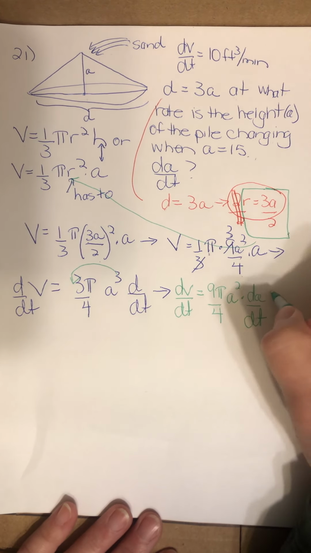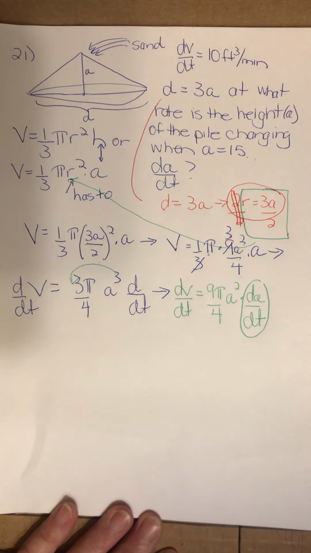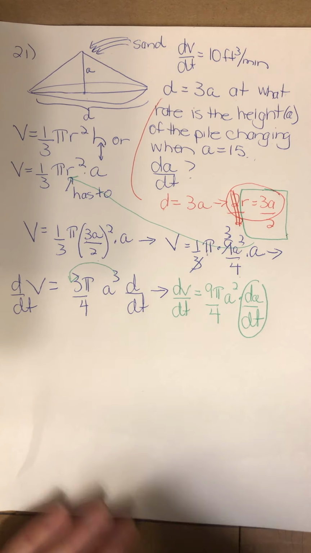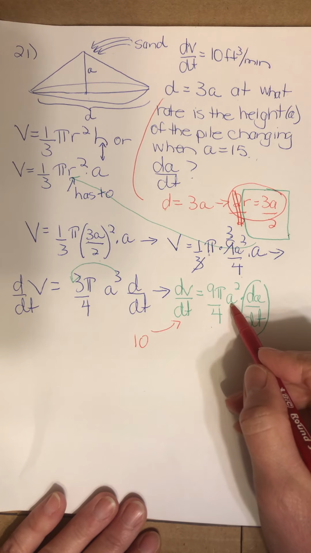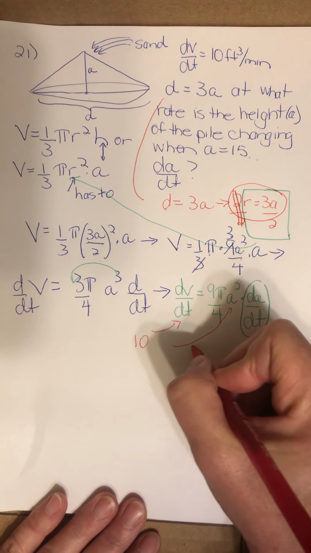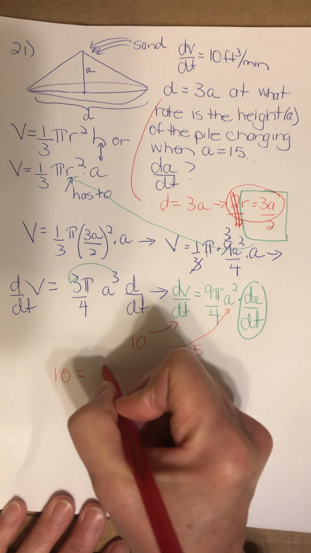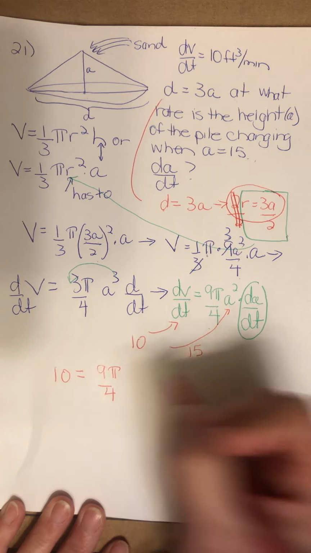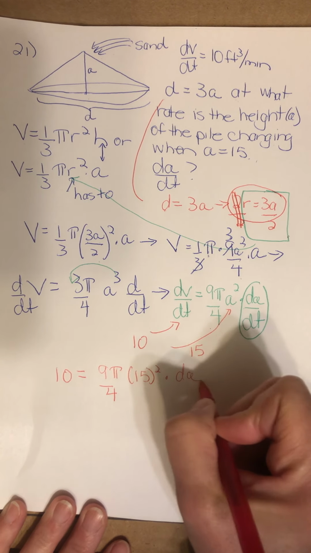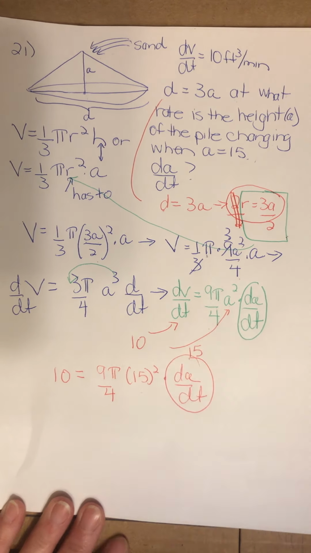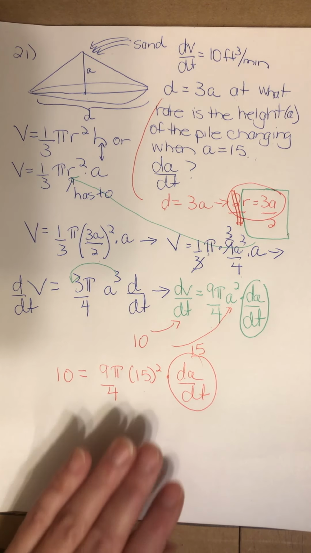Okay, let's go ahead and circle what they asked us for. They asked us for dA/dt. That means that I need dV/dt, and they gave that to me. It is 10. I also need A. They gave that to me, and it is 15. So the problem you have right now is 10 equals 9π over 4 times 15 squared times dA/dt. And so now all you have to do is work to get dA/dt alone carefully. That was number 21.